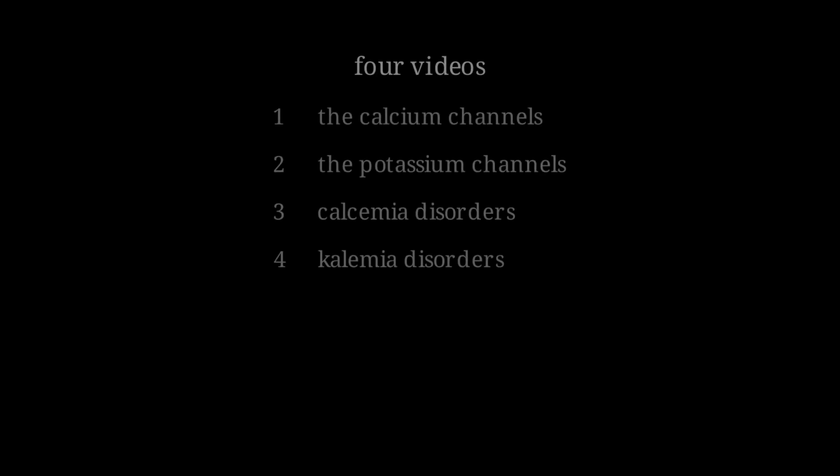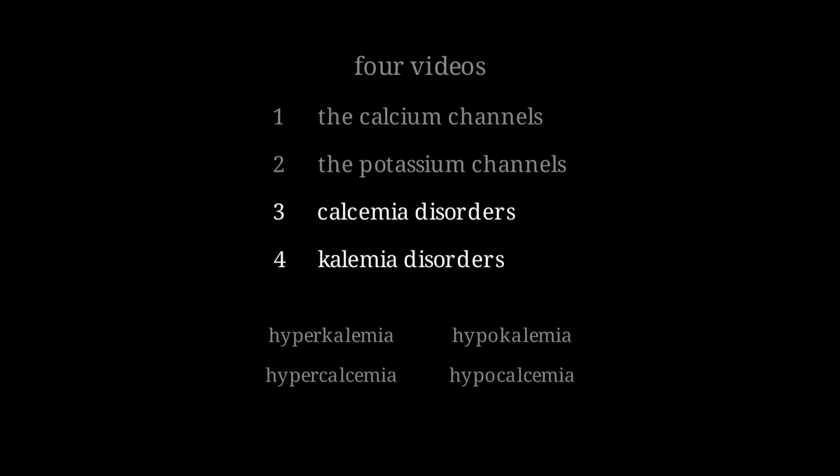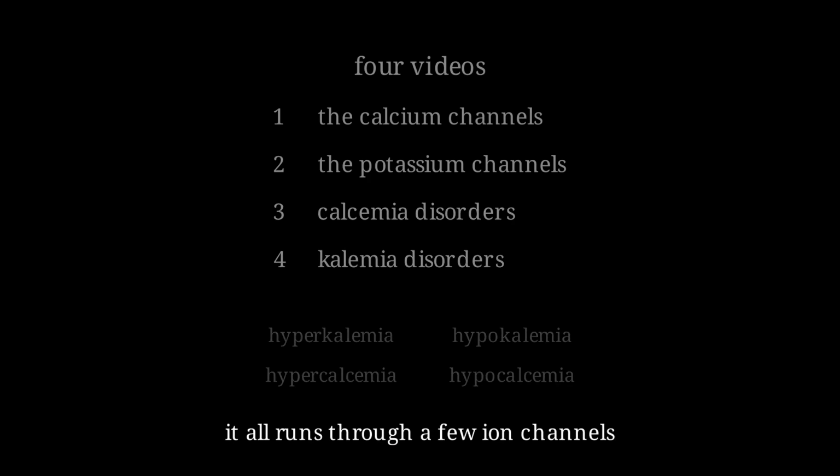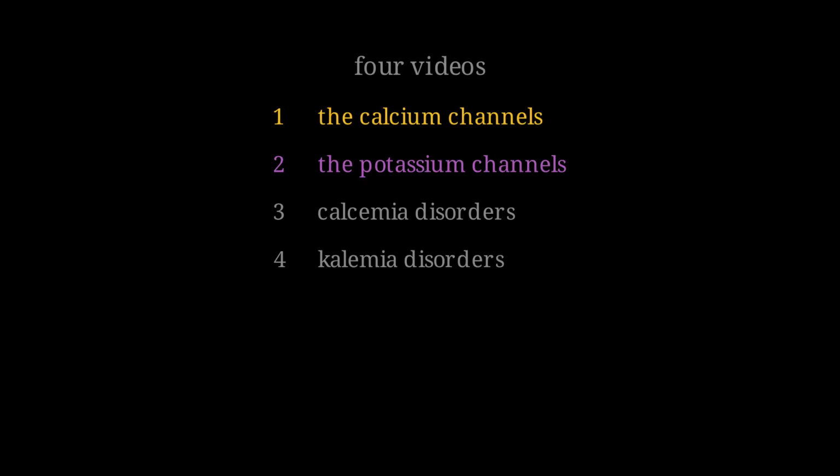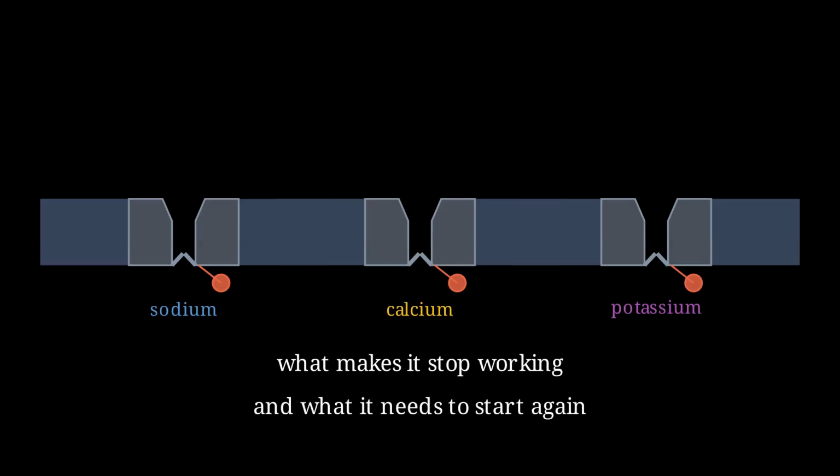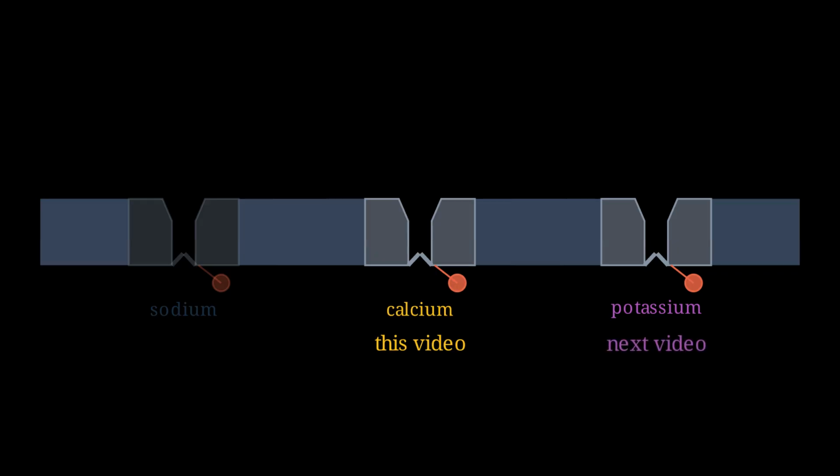But we are going to do it differently across 4 videos. In the last 2, we're going to take the 4 imbalances apart and get every ECG change out of them. But all of that logic runs through a few ion channels. So in the first 2, we'll explore just them. So just the channels and what makes each one stop and start working. In this video, we'll just focus on the calcium channels. And in the next one, we'll do potassium.